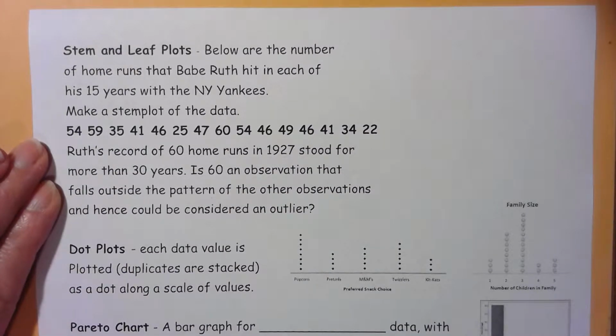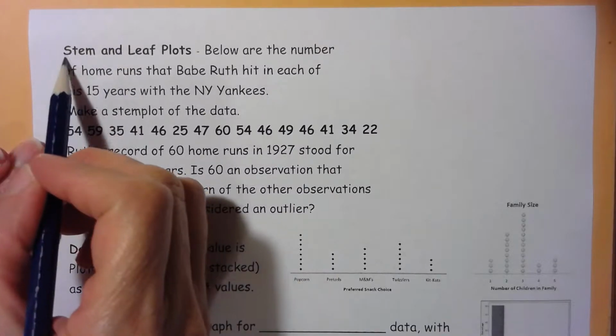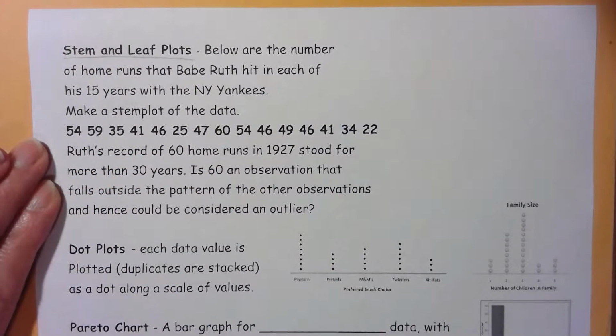Okay, in this section I just want to go over a couple different ways that we can describe or organize and summarize our data. The first one we want to take a look at are stem and leaf plots. Some of you may have seen these before, but I kind of want to go over an example here. Below are the number of home runs that Babe Ruth hit in each of his 15 years with the New York Yankees. We're going to make a stem plot of the data.